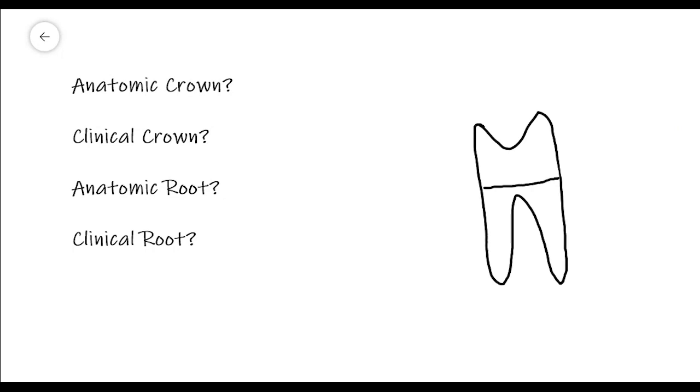Okay, now talking about what's an anatomic root. Anatomic root is basically the entire length of the root, starting from the CEJ all the way till the tip of the root. The tip of the root is known as the apex, the terminating point. From this CEJ all the way till the apex, this is the anatomic root. The entire length of the root is known as the anatomic root.